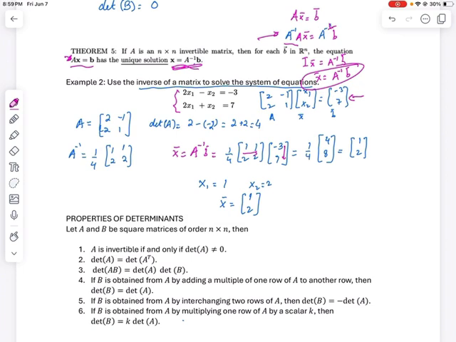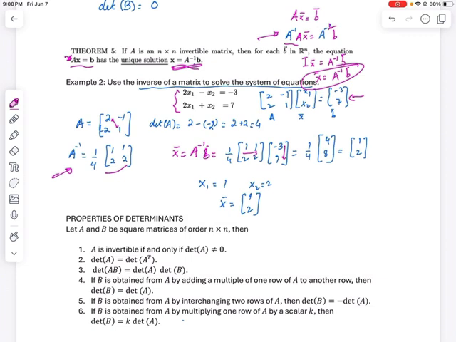So our A is 2, -1, 2, 1, and now I need to find the determinant of this. The determinant will be, remember, 2 minus -2, so it will be 2 plus 2 is equal to 4. So the A inverse will be this quantity. Remember how we find it? We swap the entries on the main diagonal, and then for the entries on the other diagonal, we change their sign. So this is what I am getting. We can multiply each quantity by 1/4, but I think it will be easier if we leave it like this.